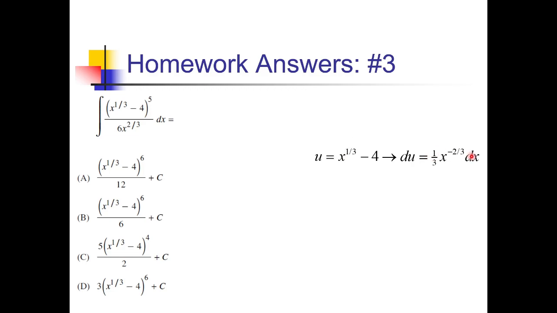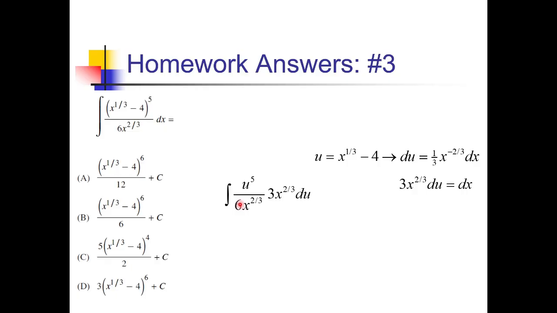And then if I just isolate the dx, I can multiply both sides by 3. And if I divide by x to the negative 2/3, well, that actually ends up moving this x to the 2/3 into the numerator. So we've got 3x to the 2/3 du is equivalent to dx. Doing my substitution back in the original now, this stuff in the beginning, I can call this u to the 5th over 6x to the 2/3. And instead of dx, now I'm going to swap that out for 3x to the 2/3 du. Now, conveniently, the x to the 2/3 are going to cancel out, and we'll have a 2 down here.